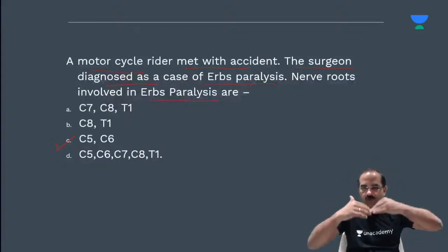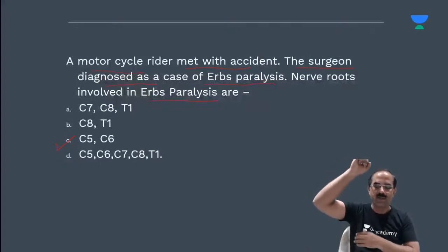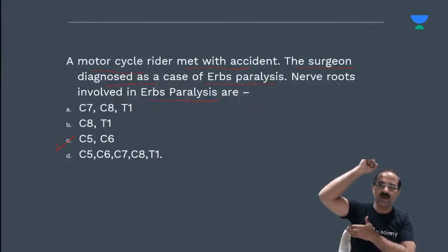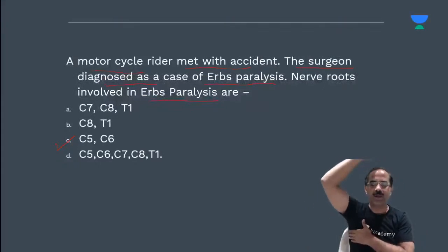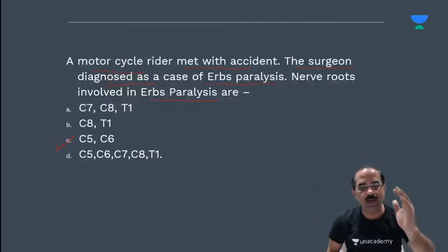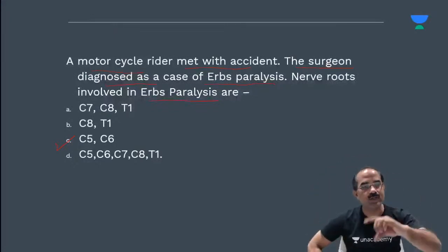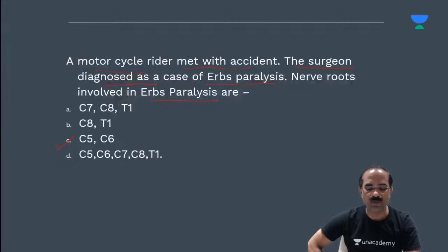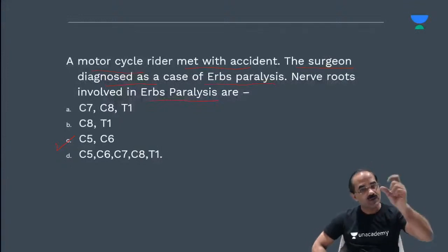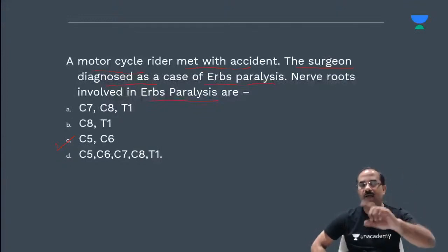When a person is falling down and holds something, he gets a hyperabduction. These are called hyperabduction injuries. Which trunk of the brachial plexus is involved in this case? The lower trunk of the brachial plexus is involved here. Which roots are involved? C8 and T1 roots are involved.